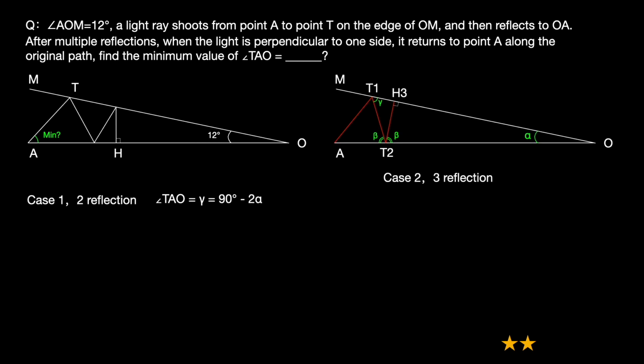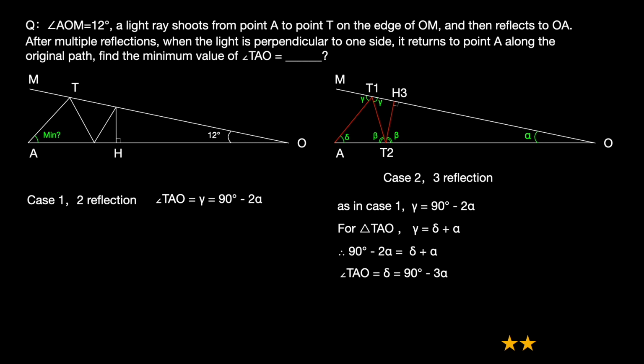Next, let us take a small step further and look at the situation of 3 reflections. As shown in the figure above, the light now has one more reflection than case 1. In the previous deduction, we already know that gamma is equal to 90 degrees minus 2 alpha. In the triangle TAO, similarly, according to the triangle exterior angle theorem, gamma is equal to delta plus alpha. So we get the equation, 90 degrees minus 2 alpha is equal to delta plus alpha. So the angle TAO in this case, which is delta, is equal to 90 degrees minus 3 alpha. Let's put that on the right side.